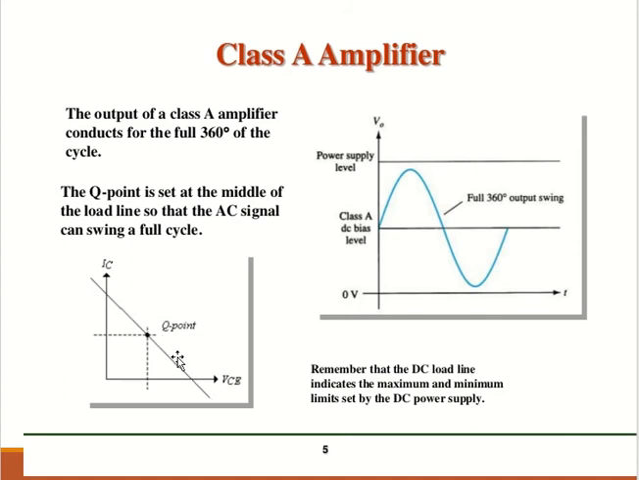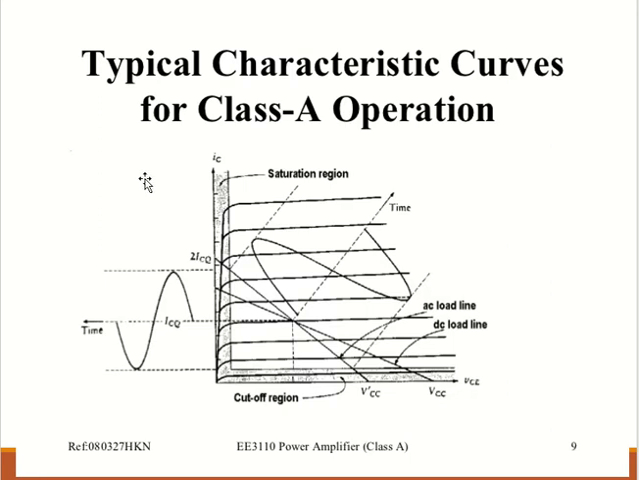The DC load line indicates the maximum and minimum limits set by the DC power supply. Here the DC load line is drawn between the maximum collector current and the collector to emitter voltage. In the center of the DC load line there is a point, the Q point, that is called the quiescent point. If it lies in the center of the load line, then it will produce 360 degrees of the cycle for the output.